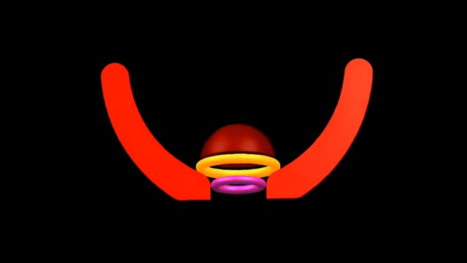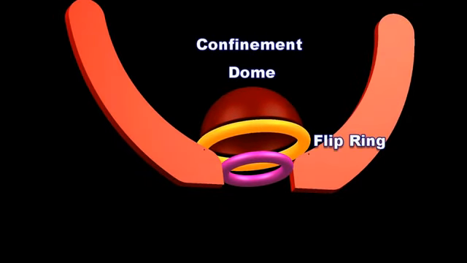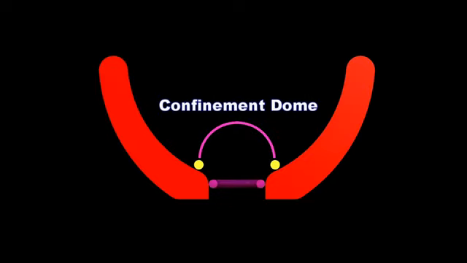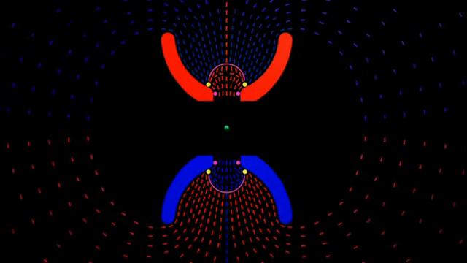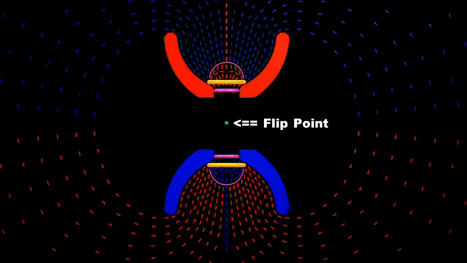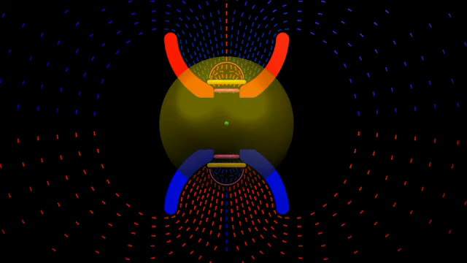So let's review the basic structure inside these bowl-shaped magnetic fields. The red bowl represents north magnetic orientation, and the blue bowl represents south magnetic orientation. The shape of the magnetic substructures within the red and blue bowls is identical, except they are of opposite magnetic orientation. In stars, the two bowls would be at the poles of the star, and the flip point would be the focal point, or the nucleus, of the star.